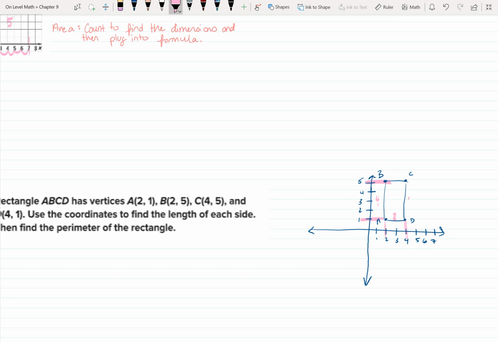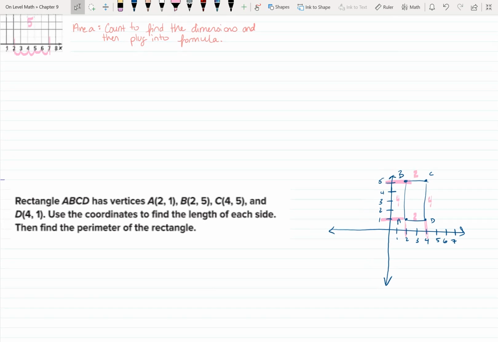This 4 is the same as this side. The 2 is the same as that side. So I now know the dimensions. I just drew it out. And that's all you need to do tonight for your homework too. You just need to draw it out and circle your final answer.